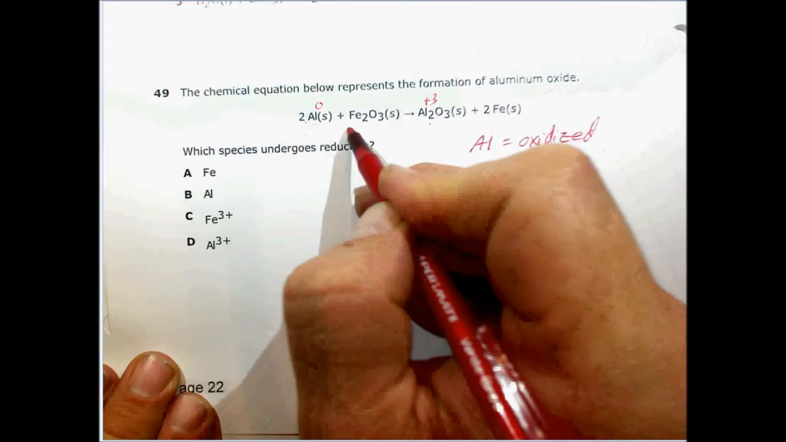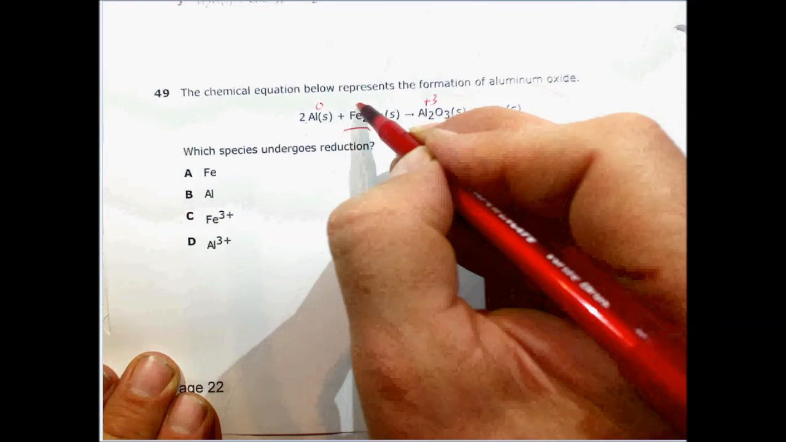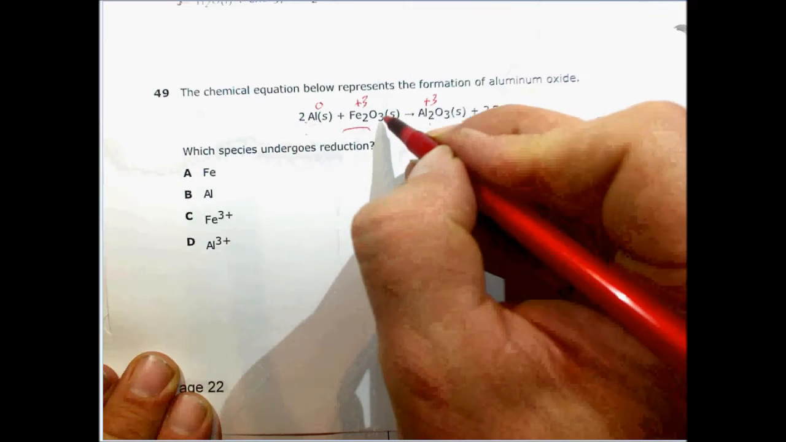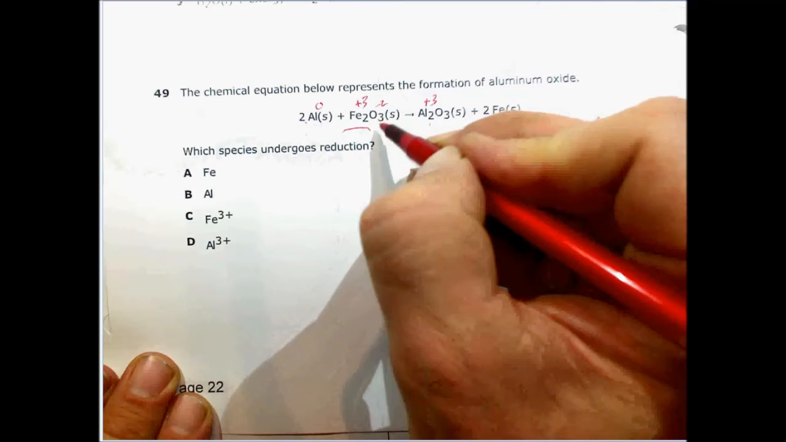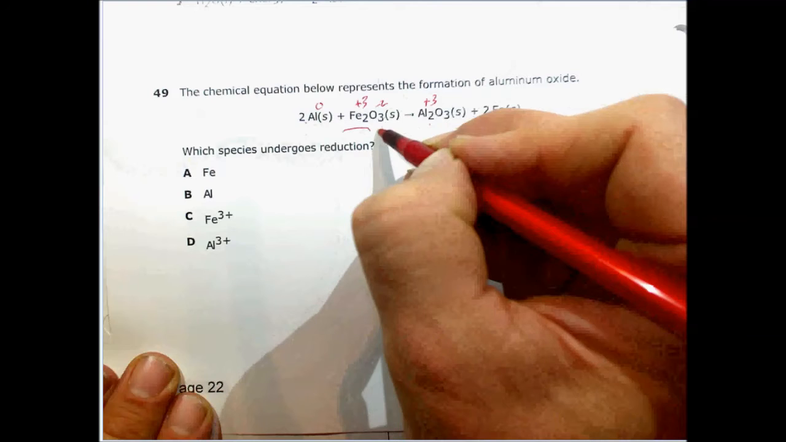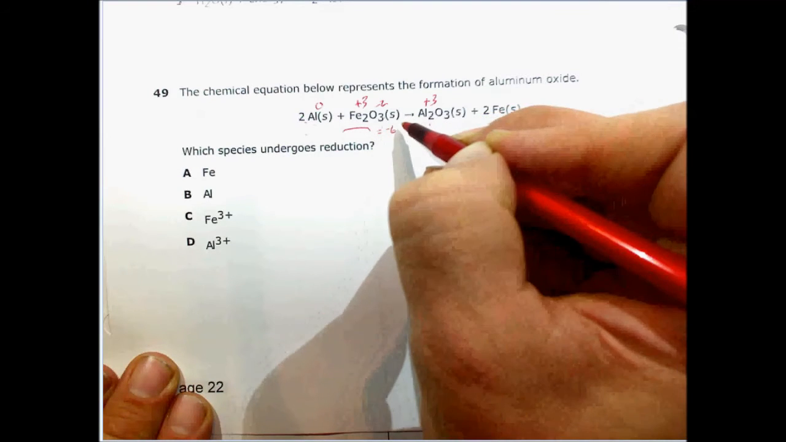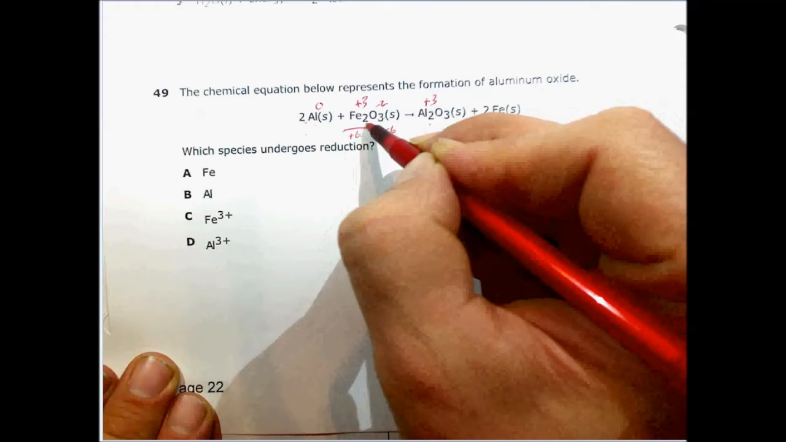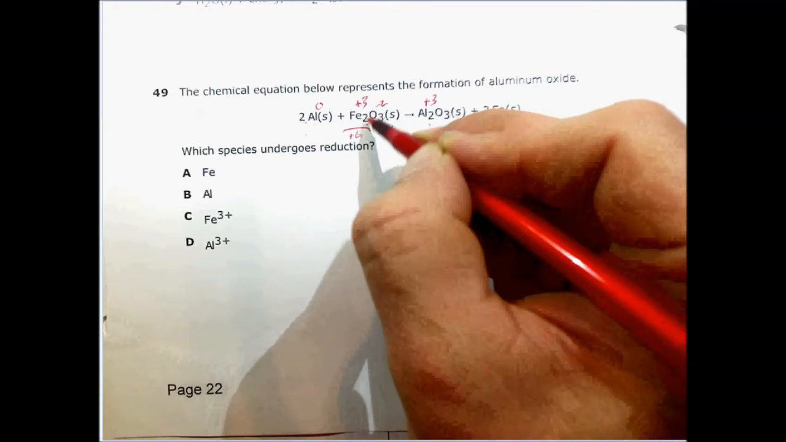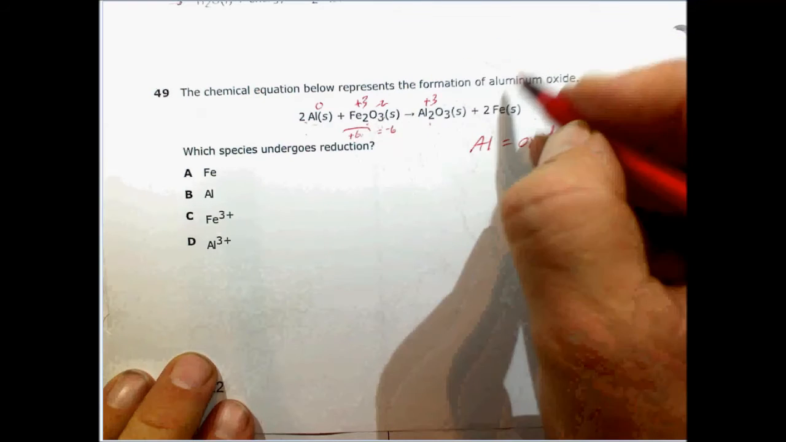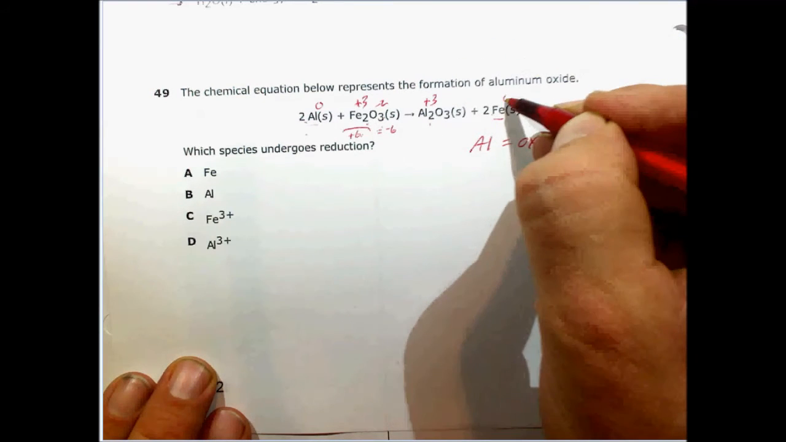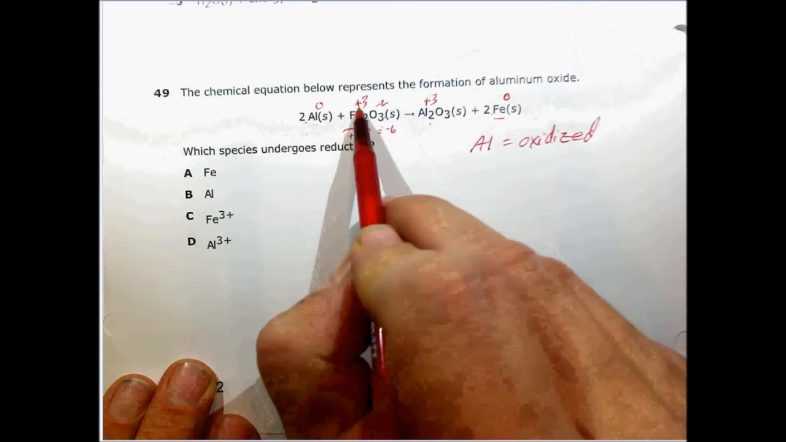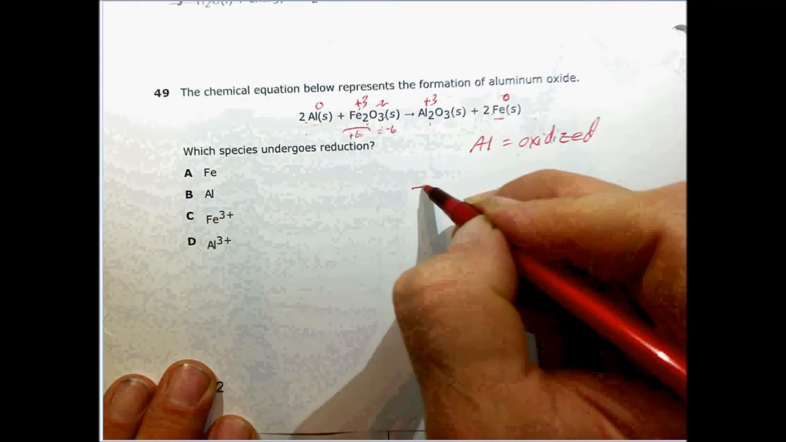Let's look at the other species. We have Fe, which has a +3 charge. We know that because oxygen has a -2 charge always, and 2 times 3 is equal to -6. The positive charge must be +6, and there are 2 of the irons. 6 divided by 2 is 3. Over here, iron is in its elemental state, so it must have a 0 oxidation number. We've gone from +3 to 0.